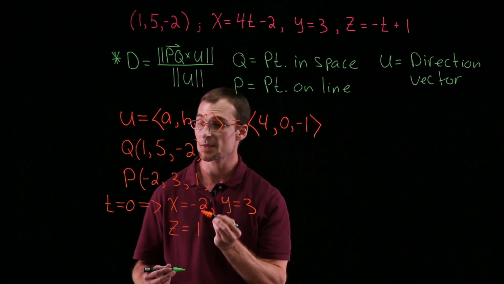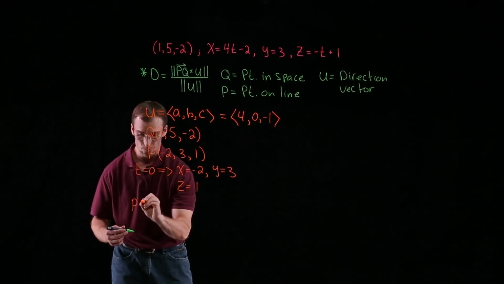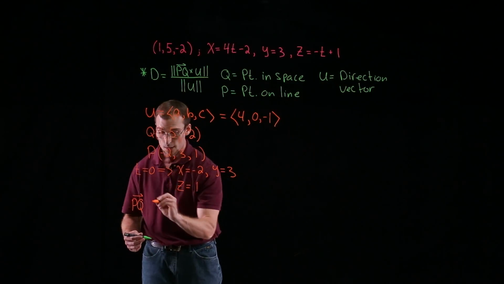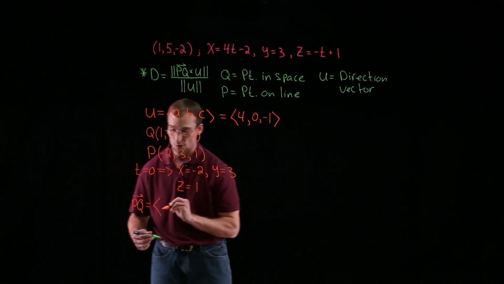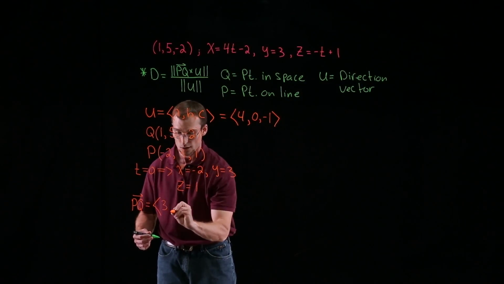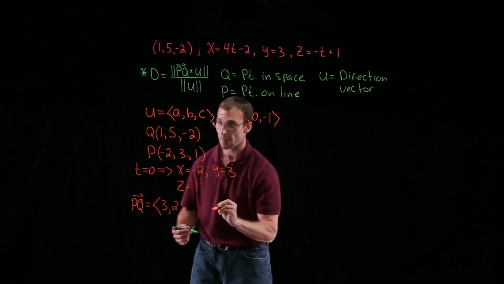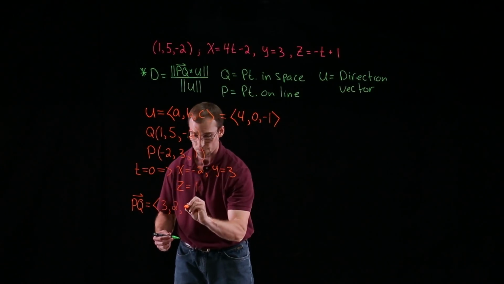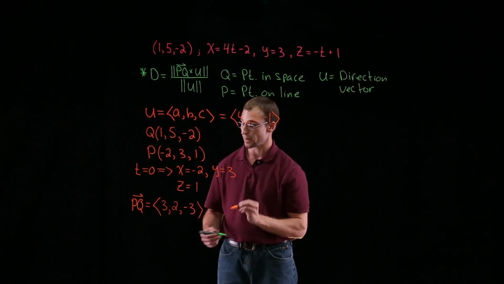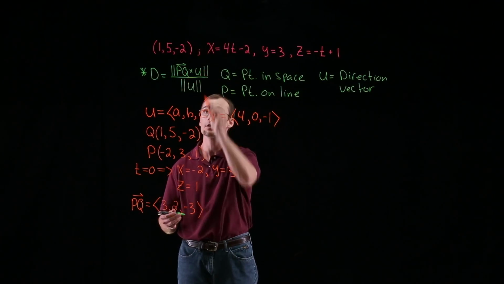Okay, building our way up, the next thing we need is the vector from P to Q. Treating Q as our terminal point and P as our initial point, we do component-wise subtraction. So 1 minus -2 gives us 3, 5 minus 3 gives us 2, and -2 minus 1 gives us -3. Now we have the vector from P to Q, and the next thing we're going to do is find the cross product of P to Q and u.